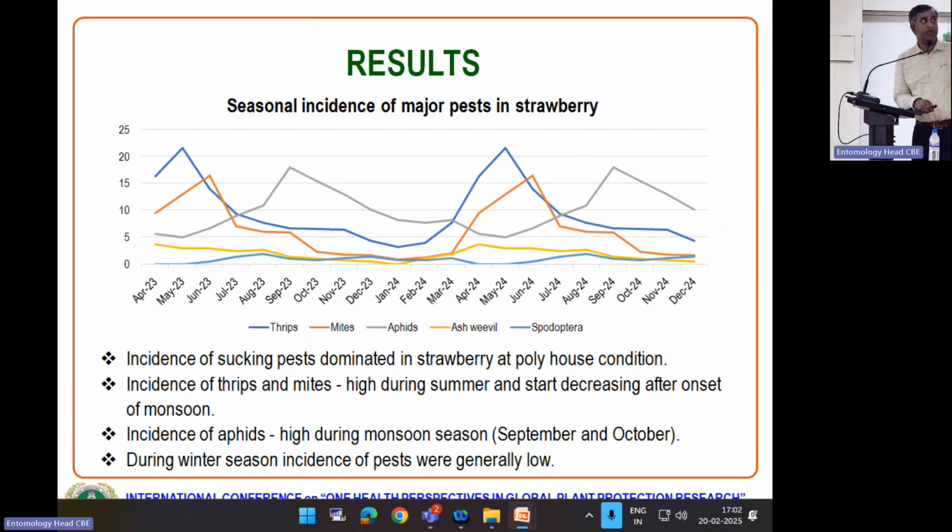The results show that in the seasonal incidence study, the incidence of sucking pests dominated in the strawberry rather than defoliators and borers. The incidence of thrips and mites is high during the summer and started decreasing after the onset of monsoon. The incidence of aphids is high during the monsoon season, that is September to October. And during the winter season, all the pests are generally very low.